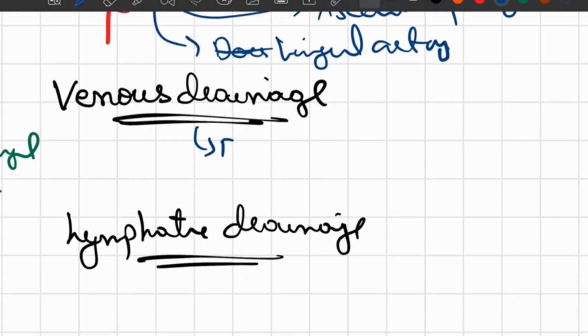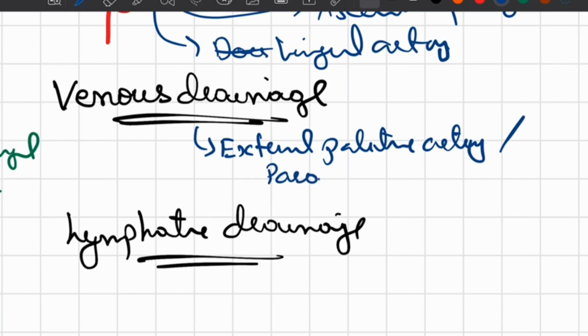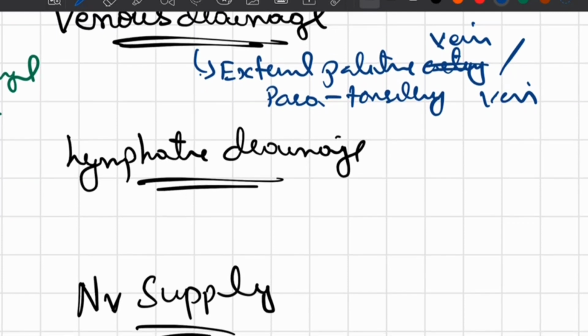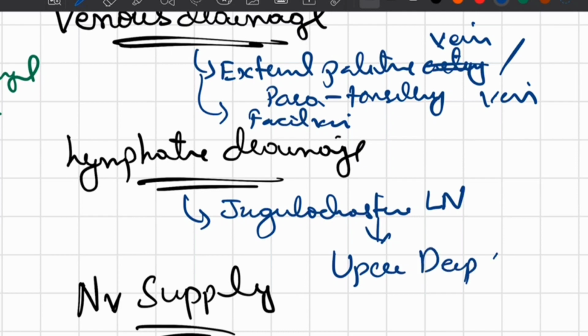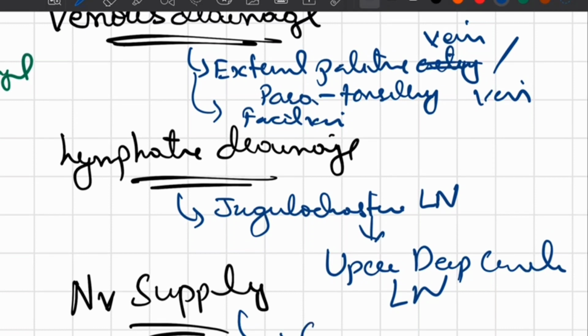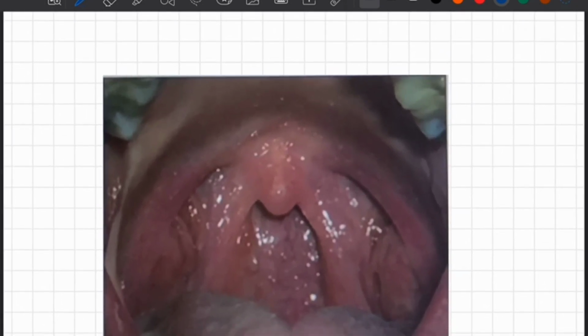Venous drainage is mainly by the external palatine vein, also known as the paratonsillar vein, and also by the facial vein. Lymphatic drainage is mainly by the jugulodigastric lymph node, which is the upper deep cervical lymph node. Nerve supply is by the glossopharyngeal nerve and the lesser palatine nerve, which is a branch of the trigeminal nerve. I have taken an endoscopic picture to show the tonsil.